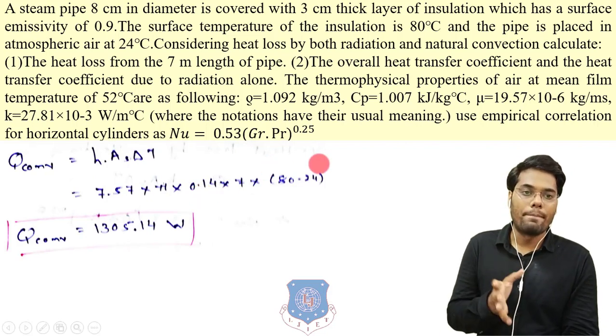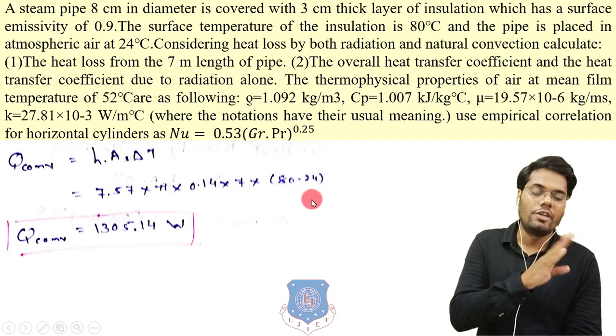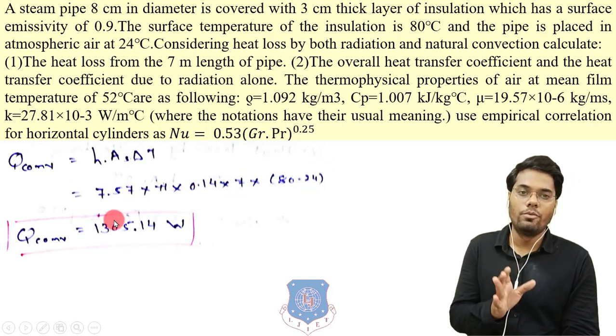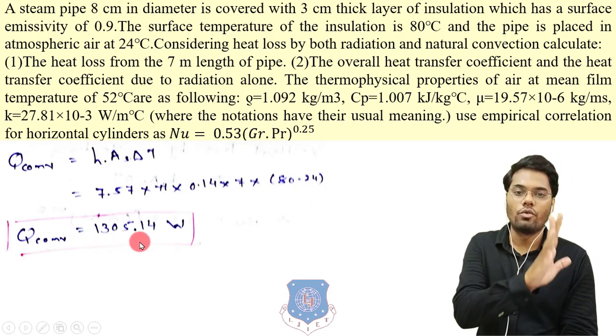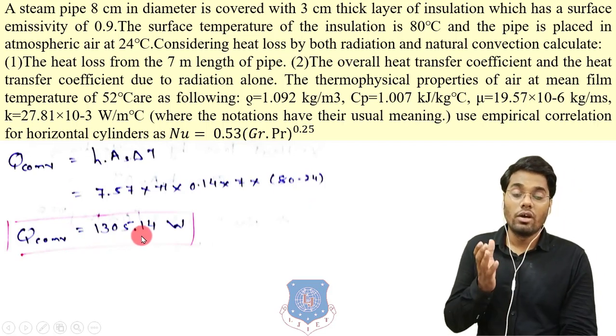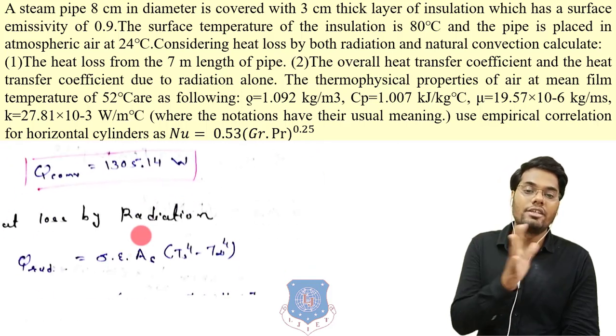Into delta T, which is the temperature difference, so 80 minus 24. By solving this value, we get the heat transfer rate by convection mode as 1305.14 watt. Now we also want to calculate the heat transfer rate by radiation mode.